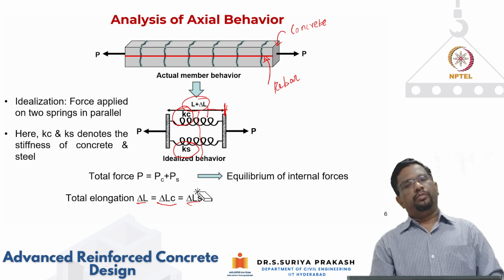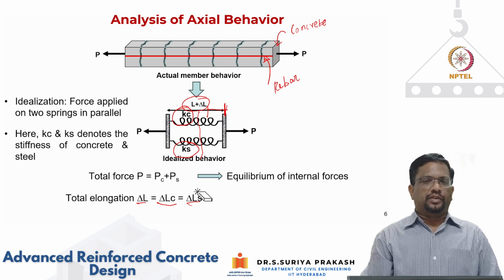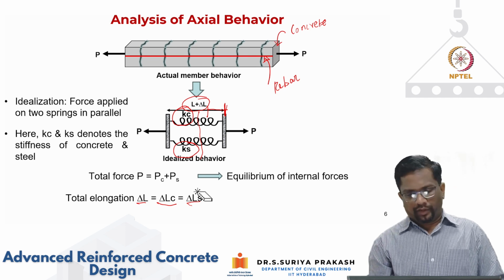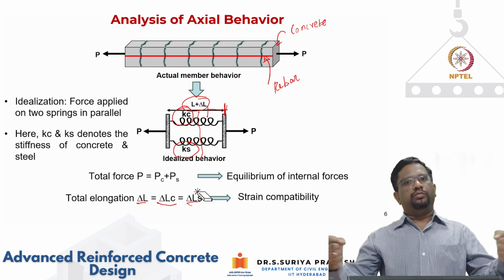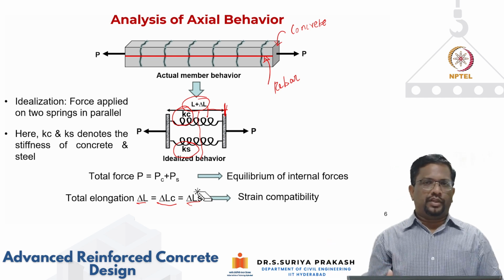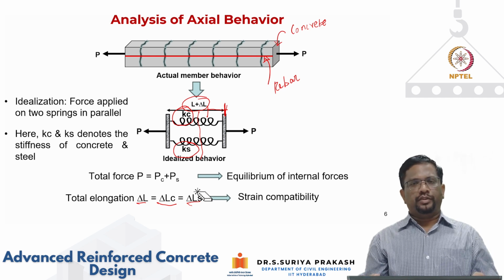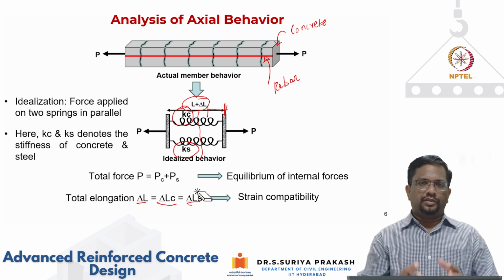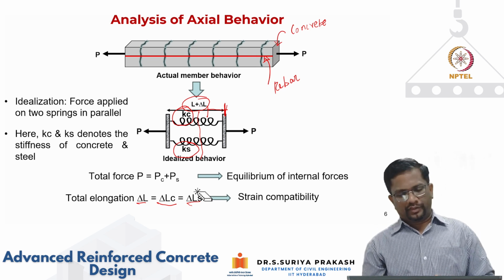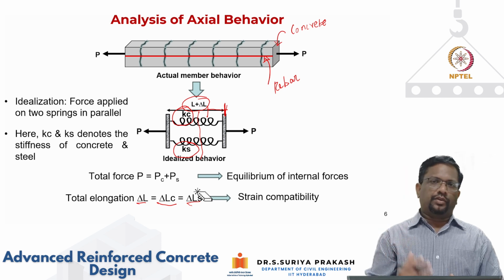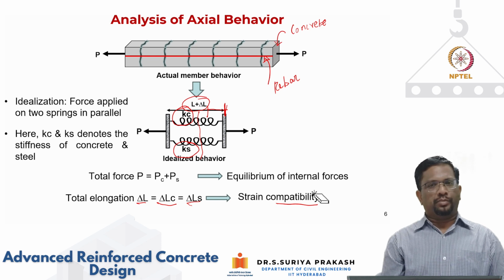So this is equilibrium of internal forces. This is the fundamental law of mechanics. The structural system should always satisfy equilibrium. And in addition to that, we are also enforcing that both of them undergo the same deformation, which ensures that concrete and steel undergo the same deformation. When deformation is divided by the length of the member, you get average strain. So the strain in the concrete and steel is also going to be the same. We can call that strain compatibility.